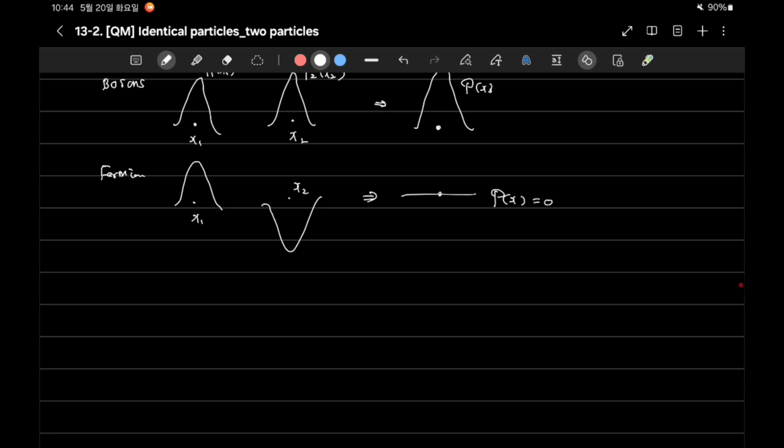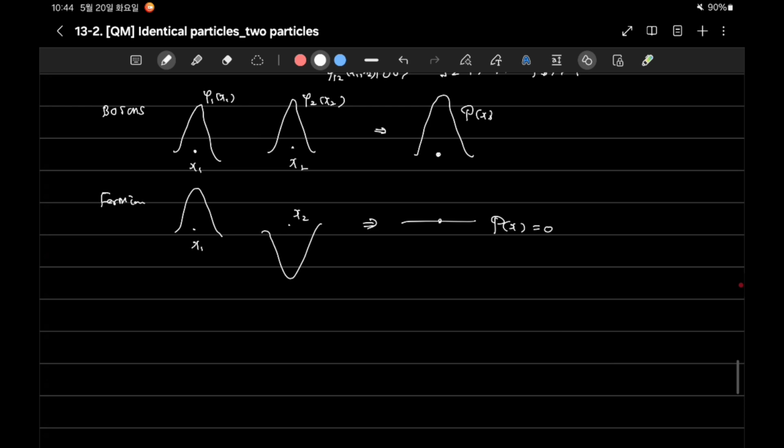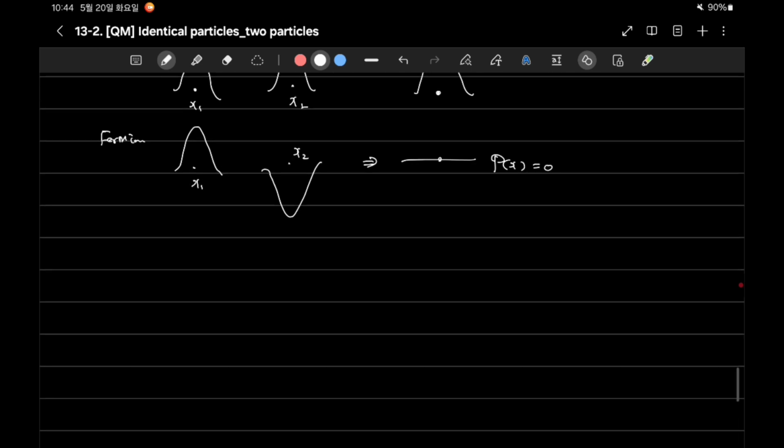Here I will go on the interaction, because basically the symmetric wave function, or the spin symmetric or antisymmetric property, is coming from the exchange of two particles. Therefore we should think about the probability of the two particle exchange. So let's think about the exchange of two particles.